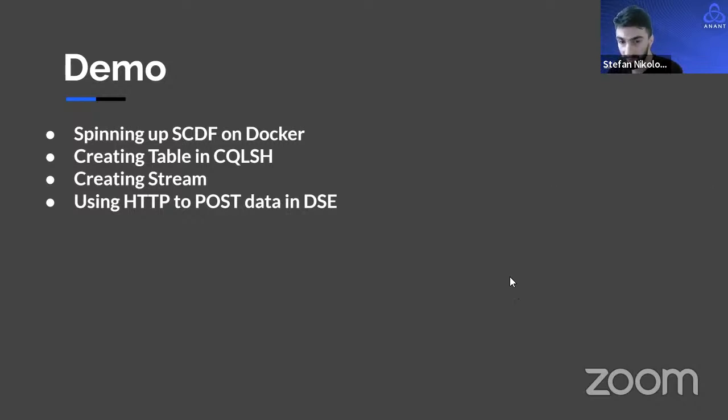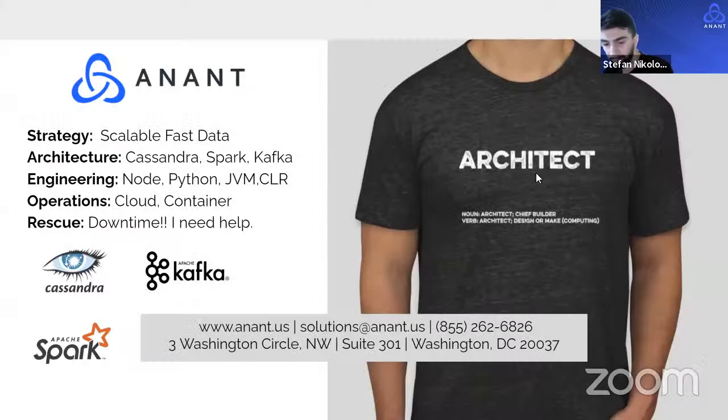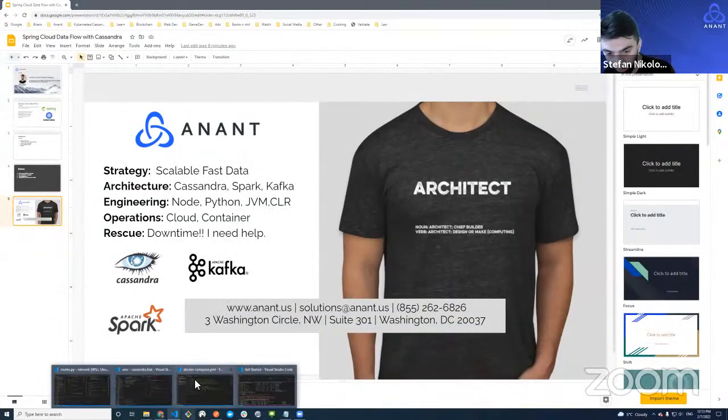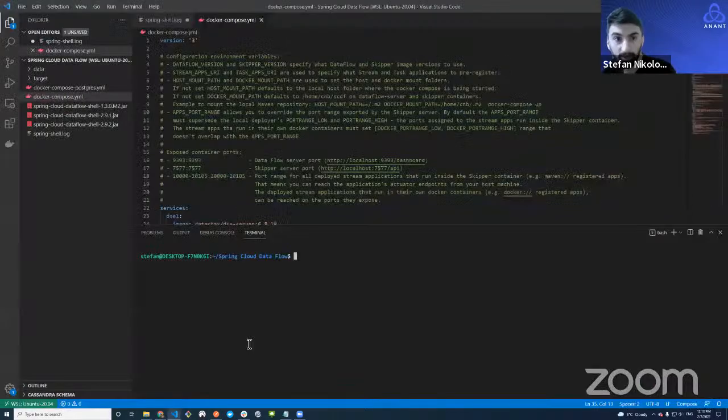So yeah, we are going to spin up Spring Cloud Dataflow in Docker. We're going to create a table in CQLSH, then create the stream and use the API to post some data into DSE. So with that out of the way, let's take a look here. As mentioned, let me just quickly post the GitHub repo.